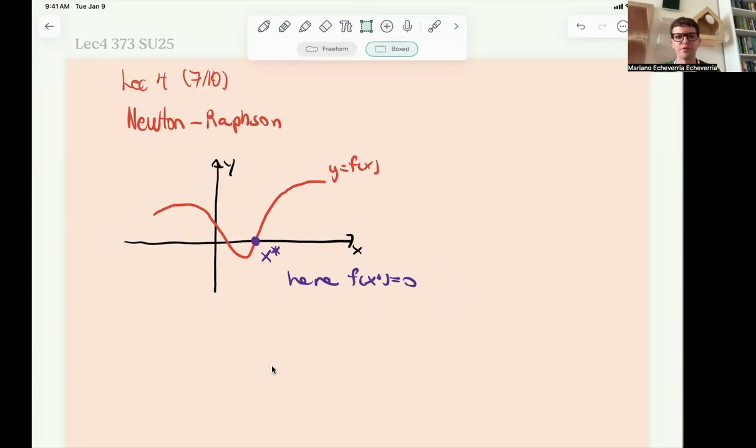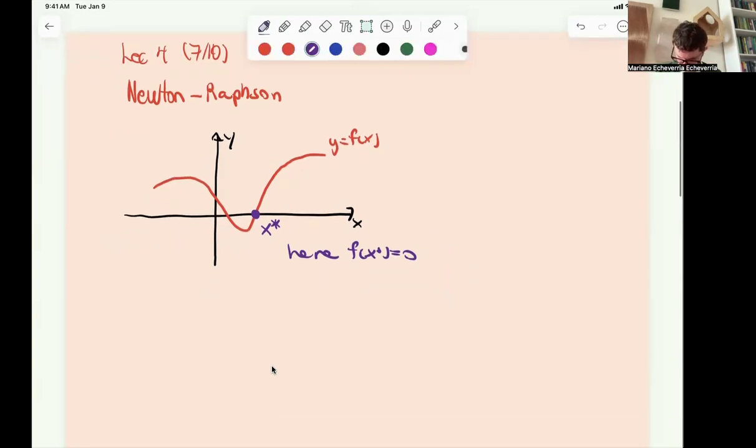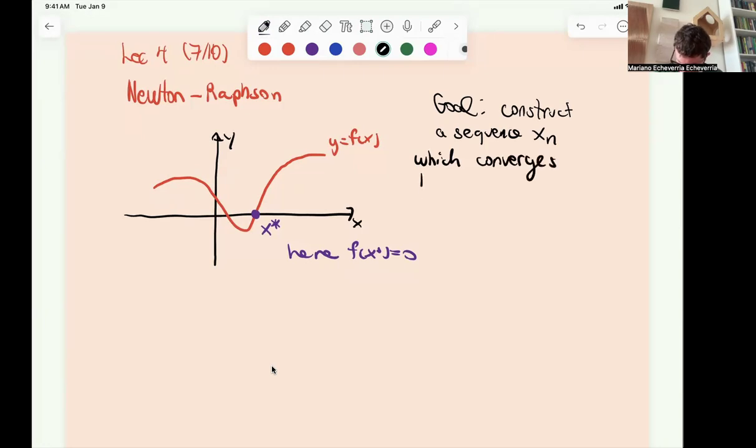And so the goal of Newton Raphson is to create a sequence of values that get closer and closer to this particular point. So the goal is to construct a sequence xn which converges to x star.